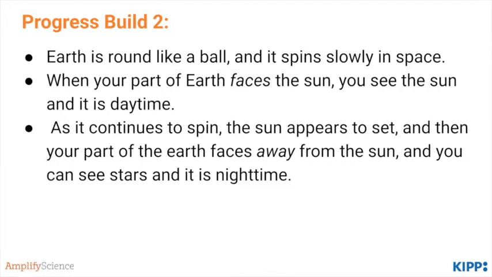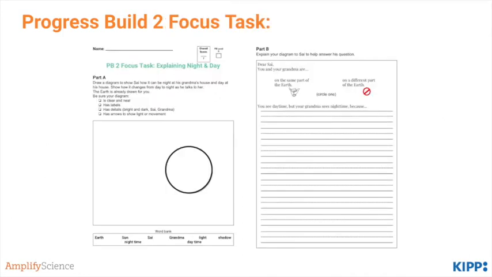Earth is round like a ball and it spins slowly in space. When your part of Earth faces the sun, you see the sun and it's daytime. And as it continues to spin, the sun appears to set, and then your part of the Earth first faces away from the sun, and you can see stars and it's nighttime. Of the Progress Build.